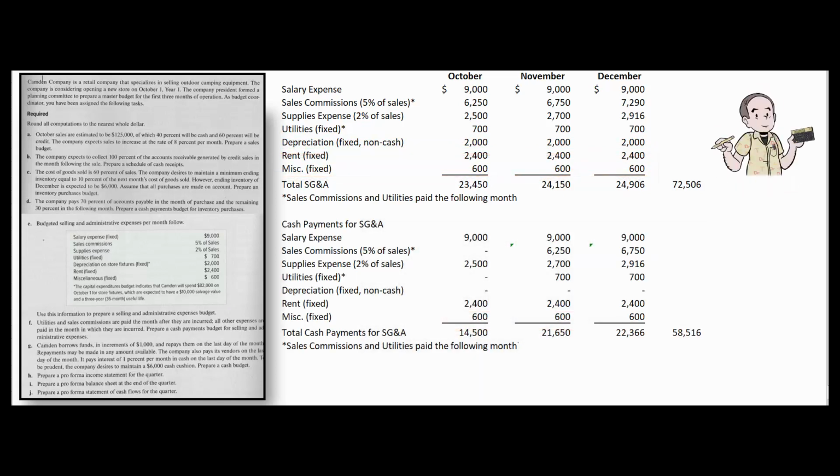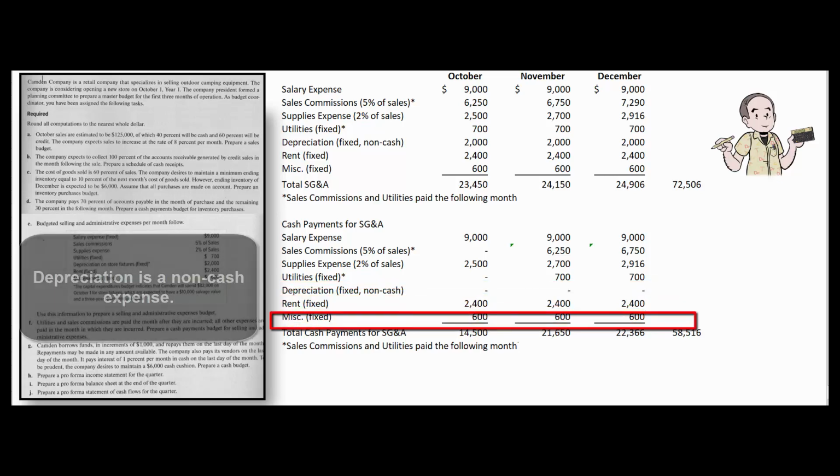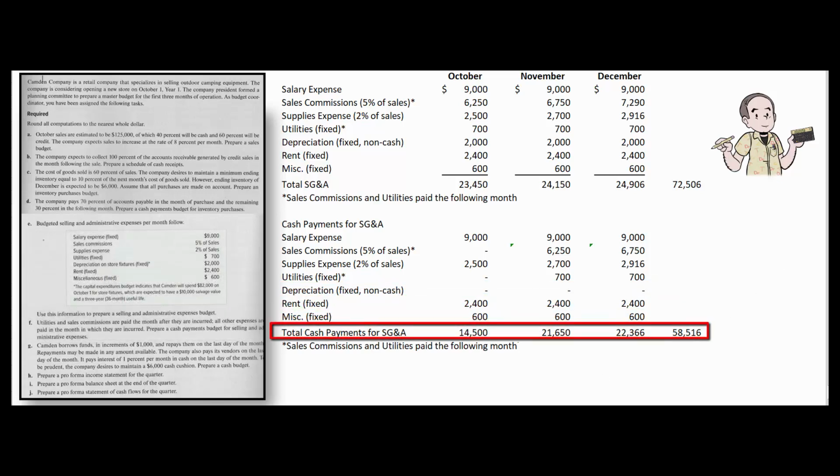Then we'll make up a schedule of cash payments for those SG&A expenses. A couple of them get paid the following month. For example, sales commission gets paid the following month, and utilities gets paid the following month. And of course, we don't write a check for depreciation at all. So then we create this little schedule here that captures our cash payments for our SG&A.